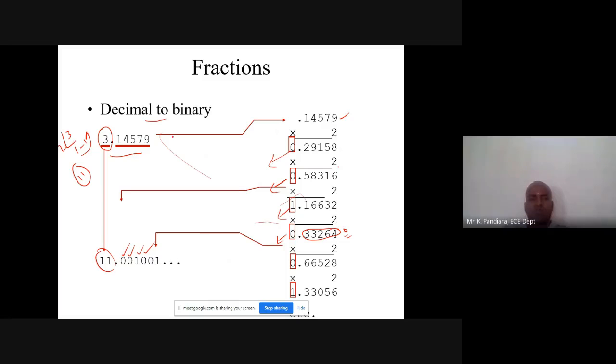If it is decimal to octal, the multiplications are done by 8, here also 8, here also 8. For hexadecimal, the multiplication is by 16, 16, 16.